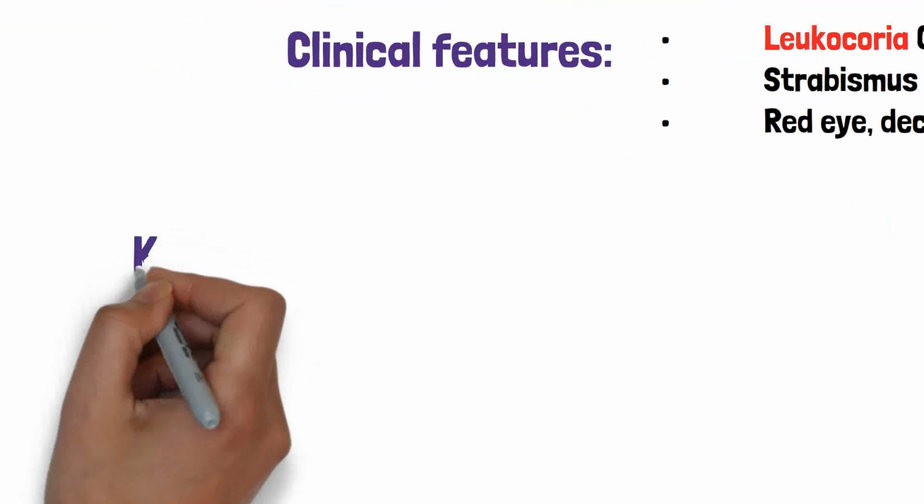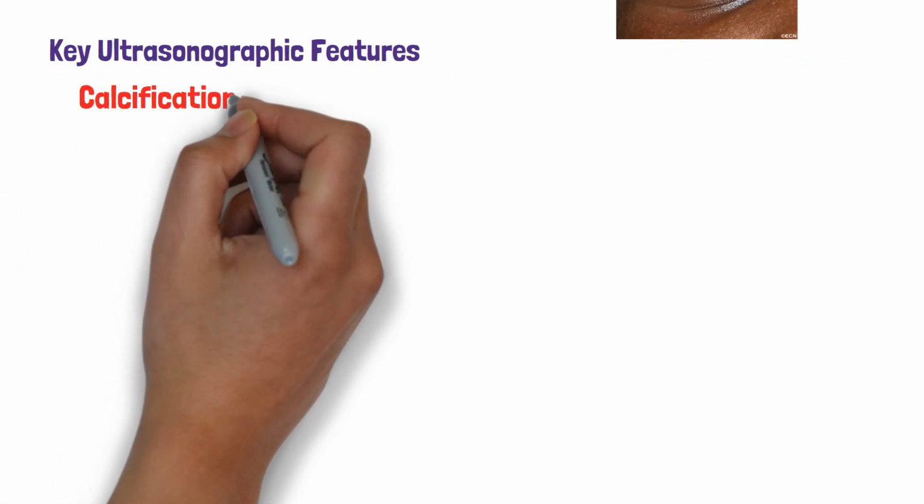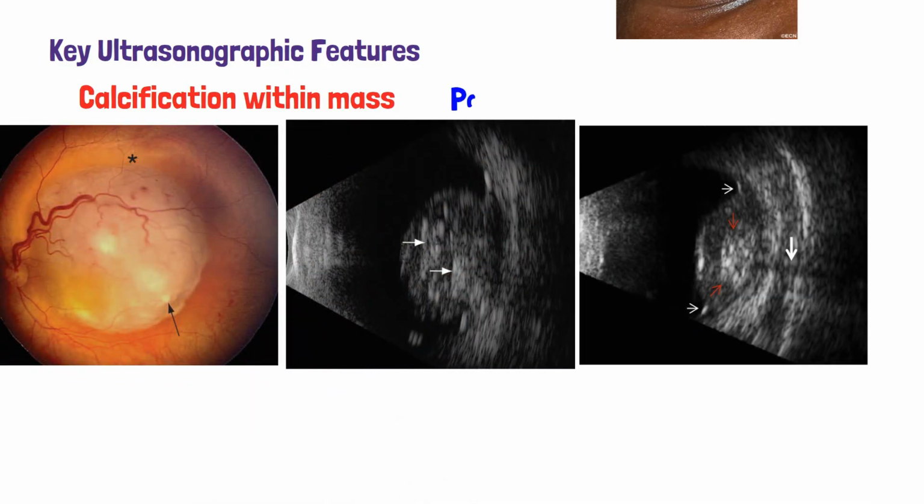Ultrasonography plays a central role in diagnosis. On B-scan, the single most specific finding is calcification within the intraocular mass. These appear as bright, highly reflective foci with acoustic shadowing and are considered almost pathognomonic for retinoblastoma.